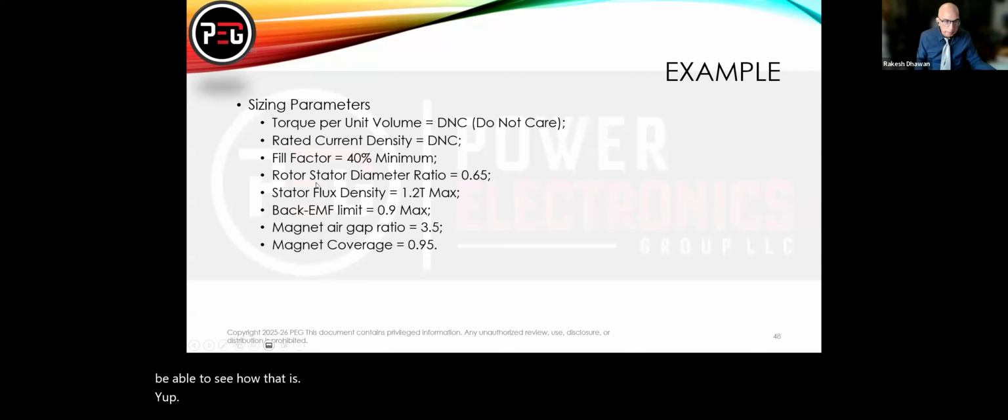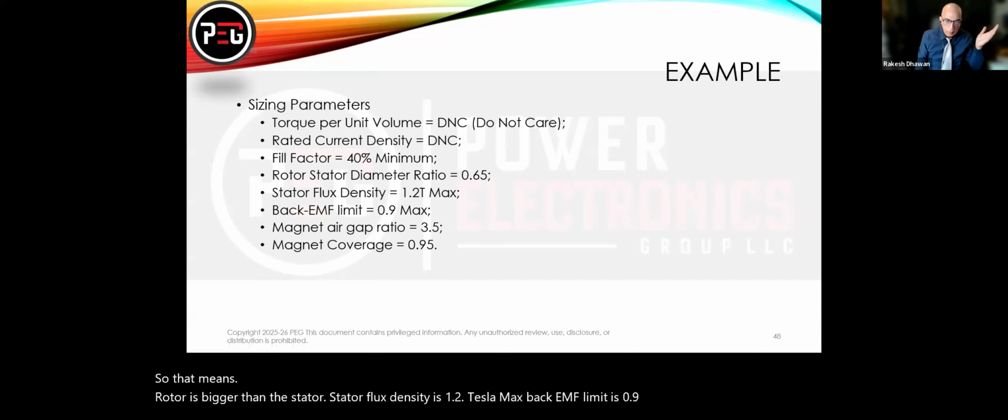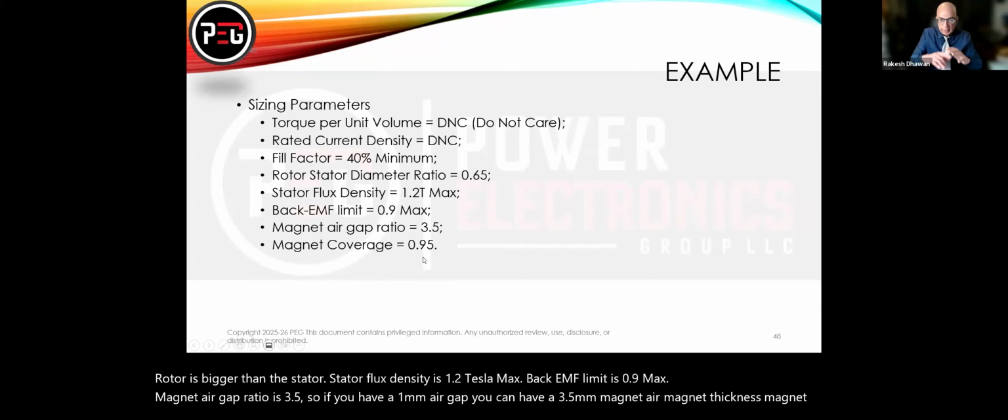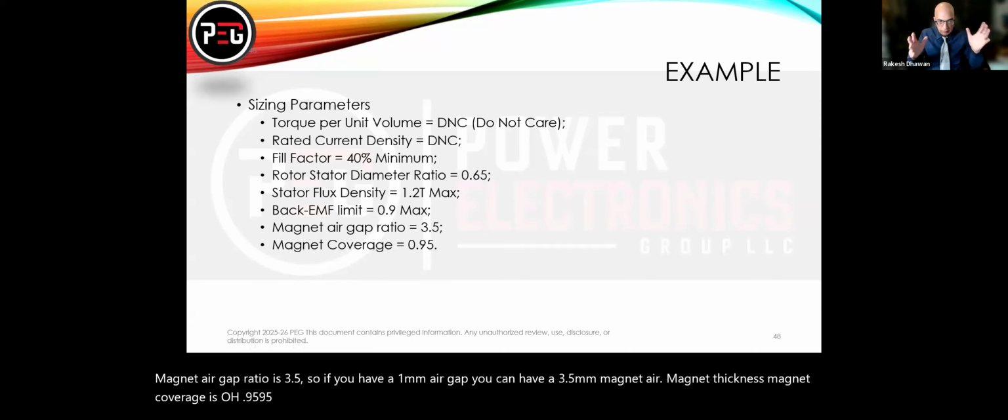All right. So we're going to say the rotor stator diameter ratio is 0.65. That means the rotor is bigger than the stator. Stator flux density is 1.2 Tesla max. Back EMF limit is 0.9 max. Magnet air gap ratio is 3.5. So if you have a 1 millimeter air gap, you're going to have a 3.5 millimeter magnet thickness. Magnet coverage is 0.95, so you're covering 95% of the circumference with magnets.